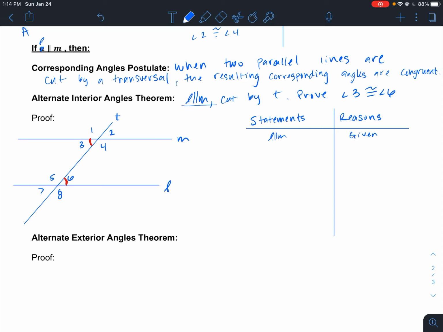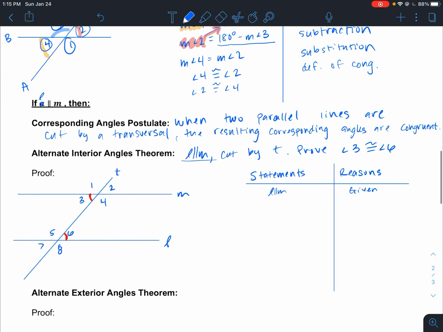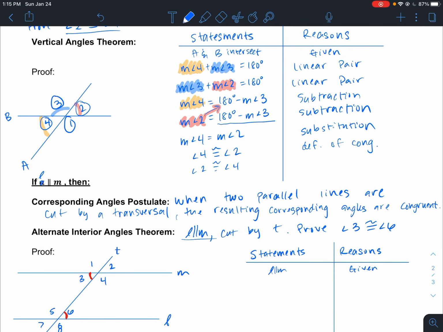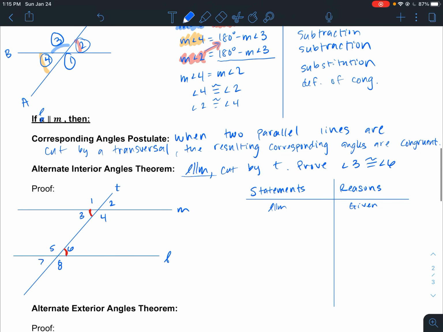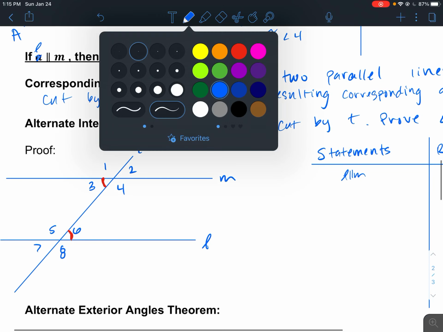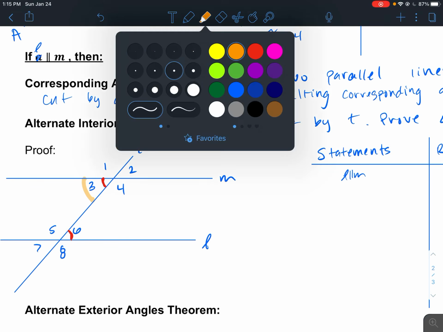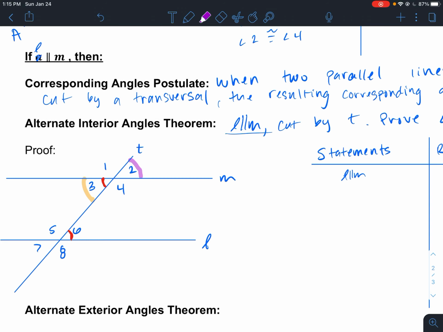Okay. Now let's talk about what we know. So the thing is, let's look to our previous theorems, corresponding angles and vertical angle theorems. These will help us in proving that this theorem is correct. So let's use angle 3. What do we know that angle 3 is congruent to? Well, in the previous theorem, we proved that vertical angles are congruent. So what I know is that angle 3 is congruent to angle 2, because they're vertical angles.